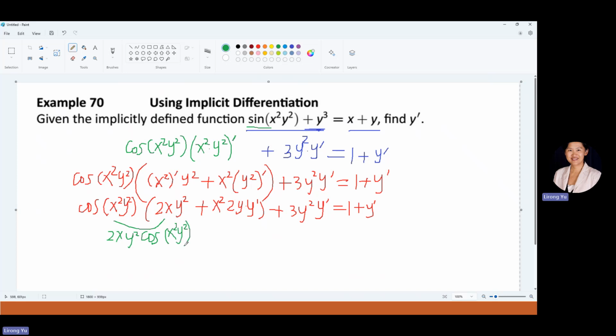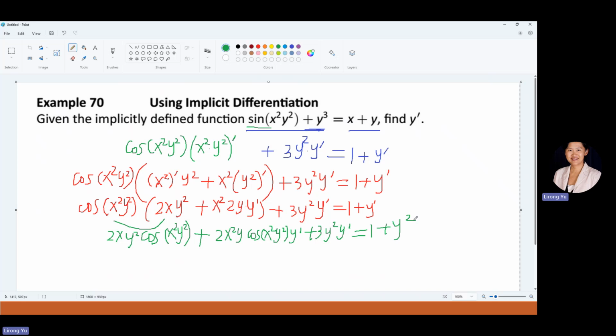Cosine looks like a big thing, but there's no multiplication. It's not cosine times x squared y squared. It's cosine of this whole thing, and therefore we can't simplify or break it down or combine. So you just have to copy it over. So plus this cosine is multiplied by this part, and I'll write 2x squared y cosine x squared y squared, and then it's the y prime plus the 3y squared y prime, which is 1 plus y prime.